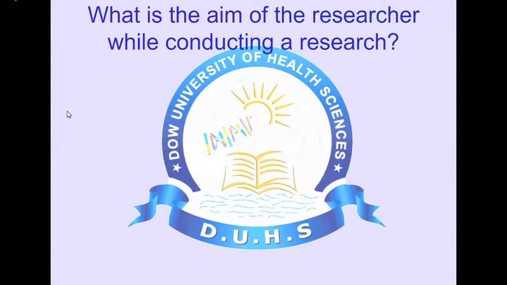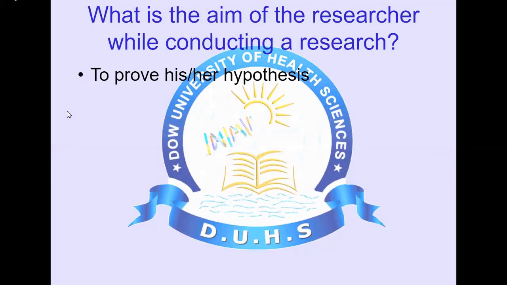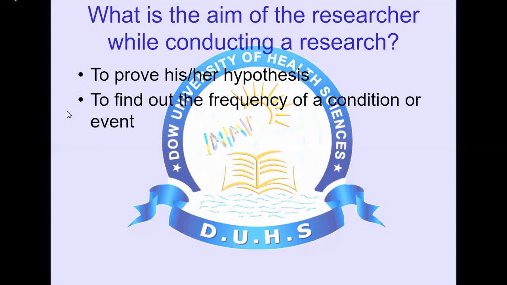Whenever a researcher wants to conduct a study, there may be a single objective to study in that project, or maybe a couple of objectives, or multiple objectives. Most of the time, all of those objectives can be classified into two major types. One is to find out or prove the researcher's hypothesis, or the other type of objective would be to find out the frequency of a condition or an event.